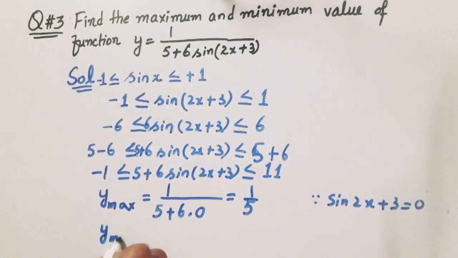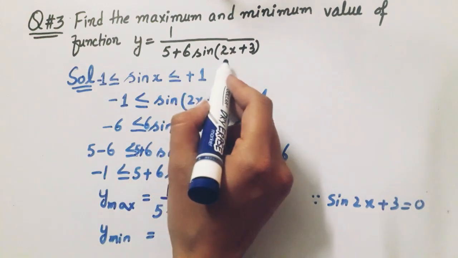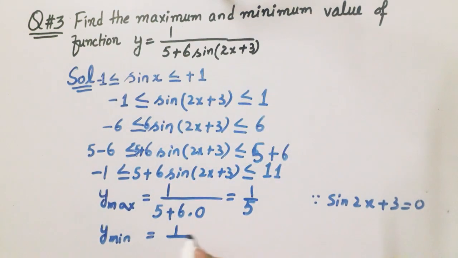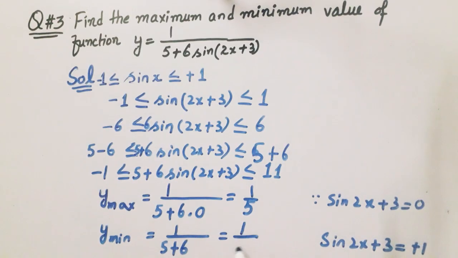And now y minimum when sin(2x + 3) is maximum. So you will write 5 plus 6, which means that sin(2x + 3) is equal to 1. So you will say y minimum is equal to 1 over 11. So this is the final result of this question. Because x and y are inversely proportional, when x is minimum, y is maximum, and when x is maximum, y is minimum.